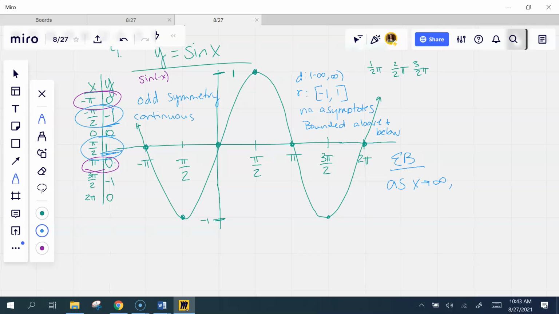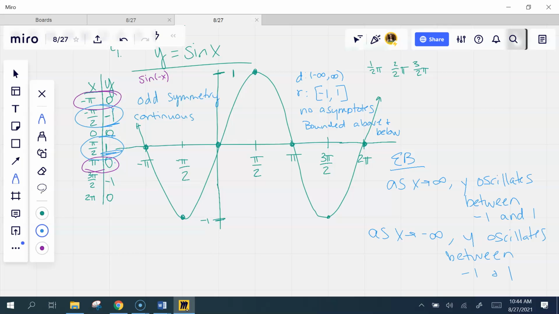So what I'm going to say, and this is new notation, okay? I'm going to say that y oscillates between -1 and 1. Would you agree with that? The bigger x gets, y just continually oscillates from -1 to 1, -1 to 1, -1 to 1. It just keeps doing that, flipping between them. Does that make sense? How about as x goes to negative infinity? Y still oscillates between -1 and 1. Go okay there? Super okay?